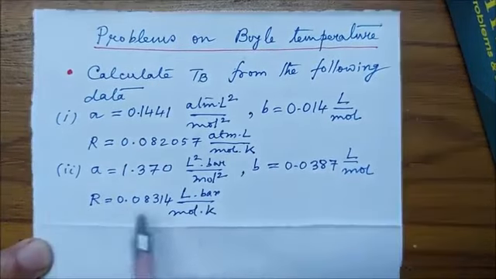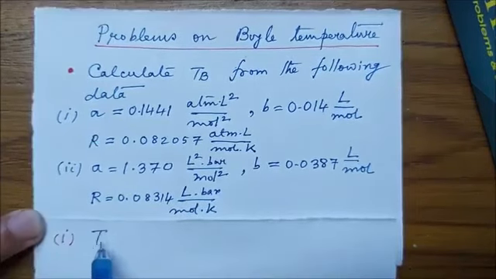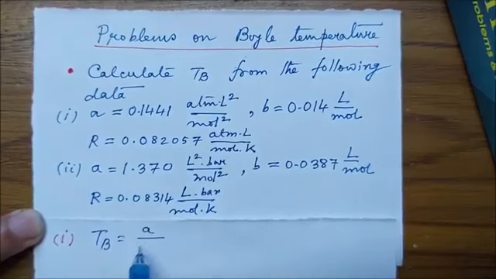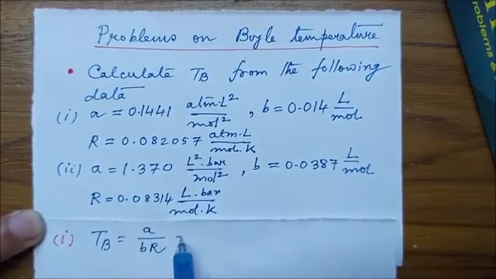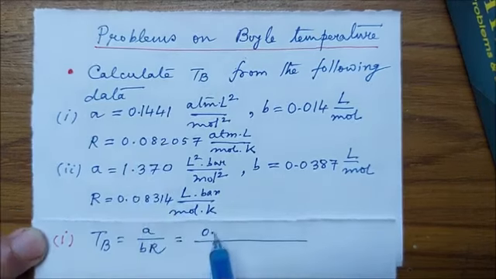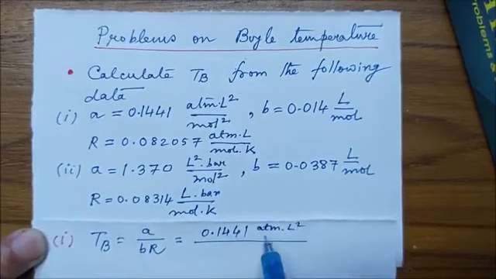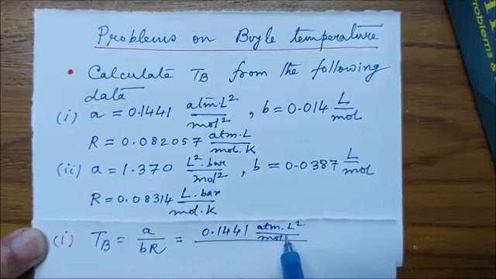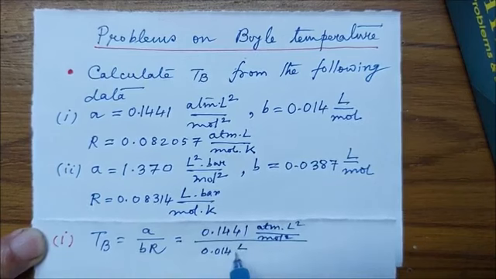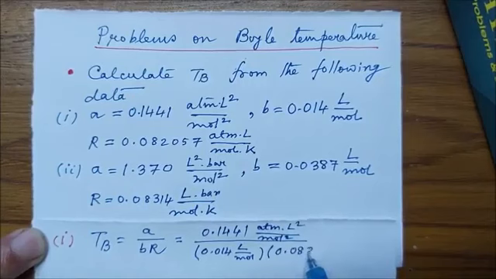We come to the answer of the first problem. Expression for Boyle temperature is given by Tb equal to A by Br, and let us put the values. The value of A is, this is B, and the value of R is this one.